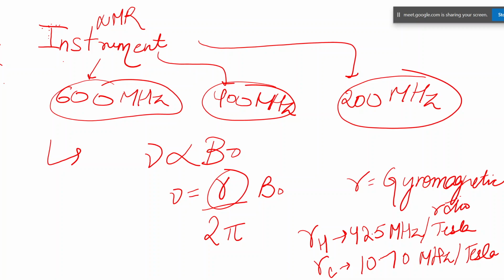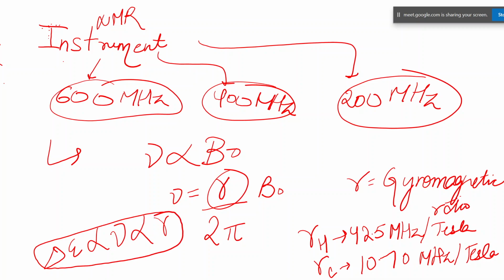So your frequency is directly proportional to the magnetic field. So frequency is gamma by 2 pi into B naught. And the gyromagnetic ratio of proton is 42.5. That means your energy gap E is directly proportional to frequency and directly proportional to your gyromagnetic ratio. Is it clear?